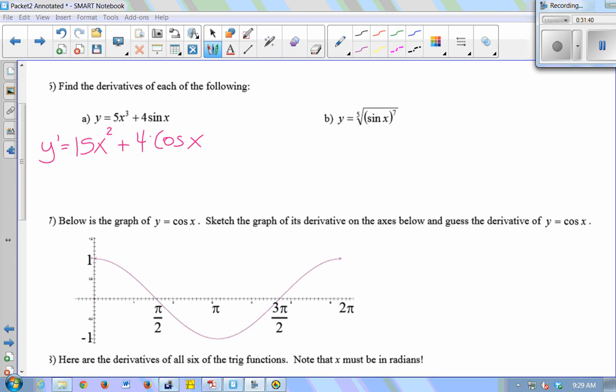All right, now I have a triple chain rule, right? I have sine of x is my innermost function. Then I've got something to the 7th. And then I've got all of that to the 1/5. Okay, so my outermost function is going to be sine of x to the 7th to the 1/5. So first I'm going to write it like that.